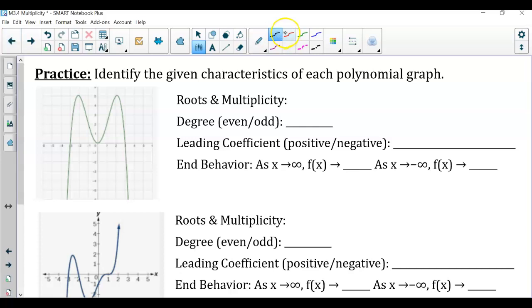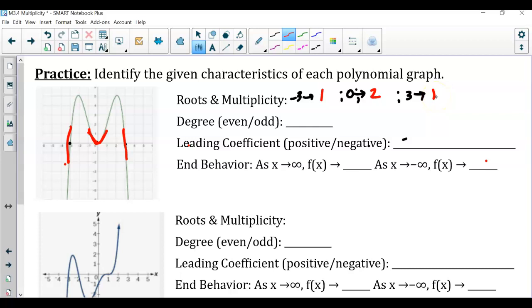And here we go. So here with our roots and multiplicity, so here I'm at -3, 0, and 3. Sorry about that. Then let's check that multiplicity. Cutting through, so multiplicity of 1, but it bounced at 0, so a multiplicity of 2. Then here, cut right through it, multiplicity of 1.